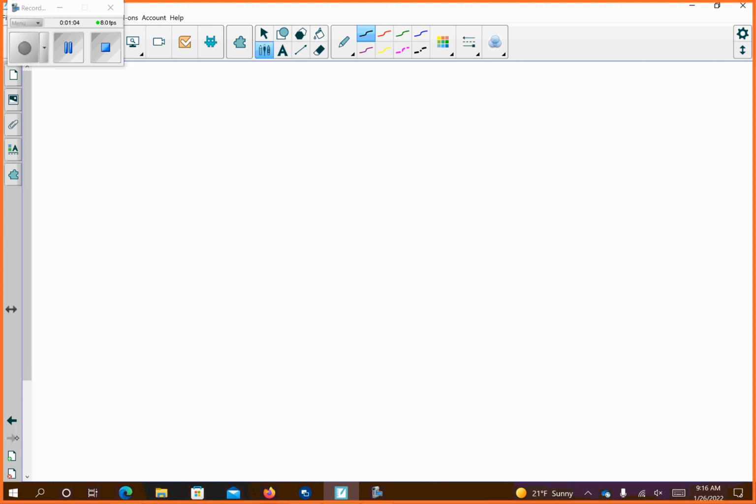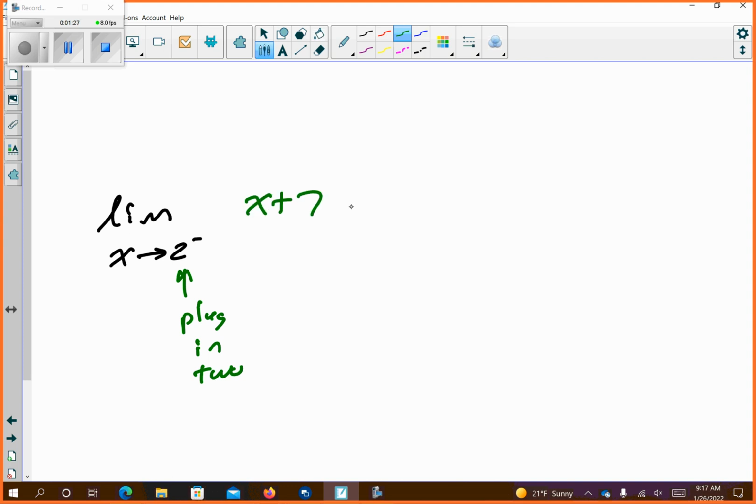Okay, so just a couple of things. There are times on limits you can directly plug in the number that's given, even if it says something like this. This just means I'm going to plug in 2. It doesn't matter if it's coming from the negative side or the positive side. If it was something like this, it's just going to directly plug in, so you'd get 9.